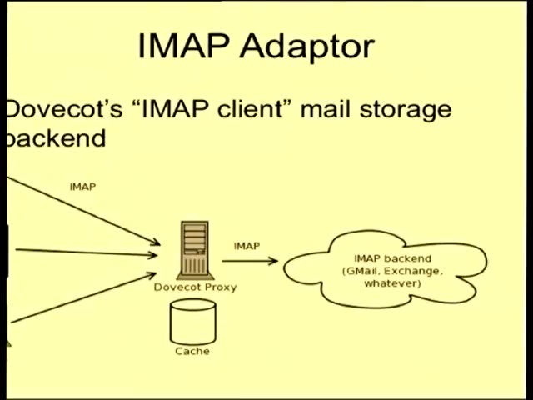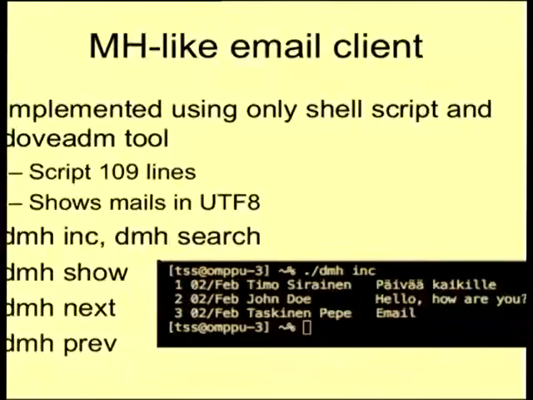So this IMAP adapter is basically just another mail storage backend, except it works as an IMAP client to a remote IMAP server. So you can do a lot of stuff using that, and all of my prototype stuff I'm demoing through dovecot's IMAP adapter, which goes to Gmail IMAP. Okay, so first thing is this.